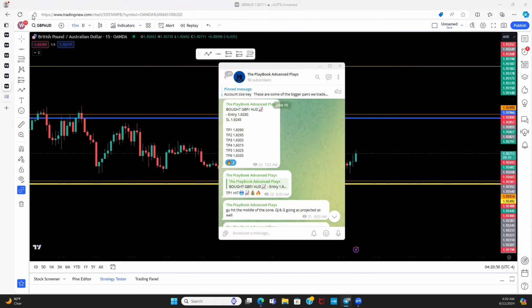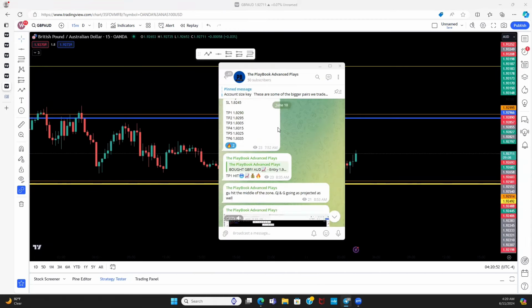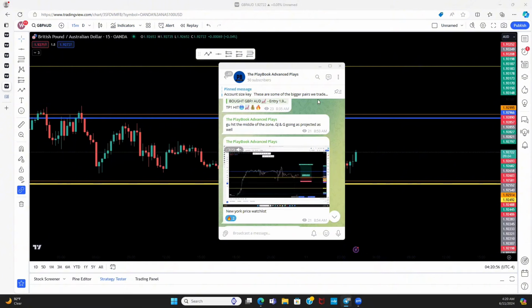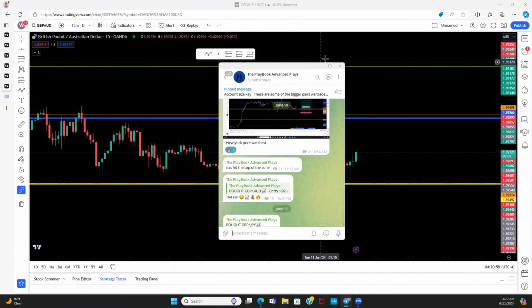So we're looking at GBPAUD. This was an actual trade I called for the members. Also broke this down in a London session live stream. And you can see we're up around TP4 right now.